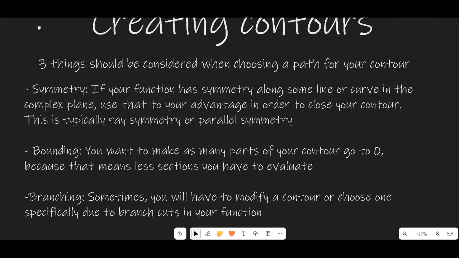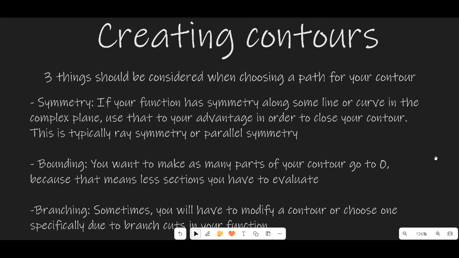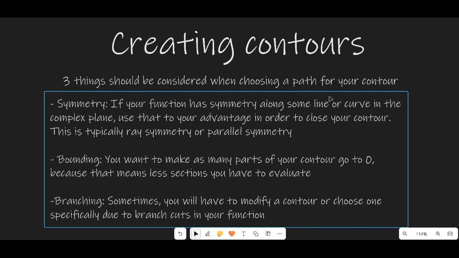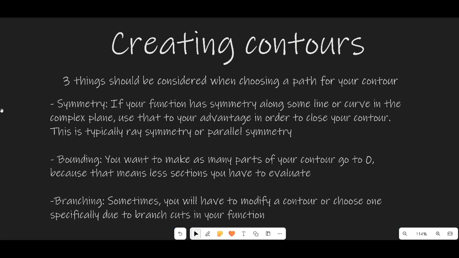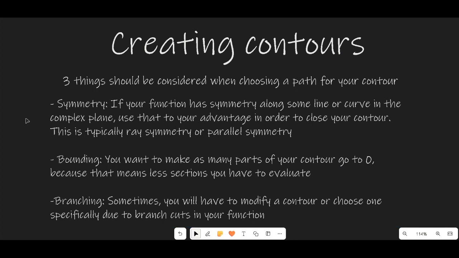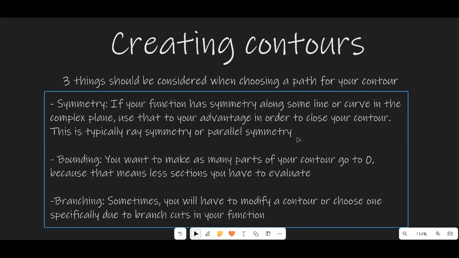The first thing we want to cover is how do we choose how to create a contour? Essentially, there are 3 things that should be considered when we're choosing a path for our contour integral. Number 1, absolute most important, is symmetry. If our function has some symmetry along some line or curve in the complex plane, use that to your advantage in order to close your contour. This is typically ray symmetry or parallel symmetry.